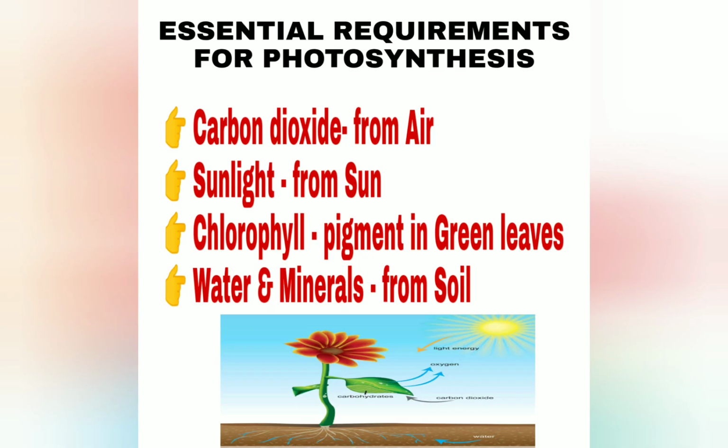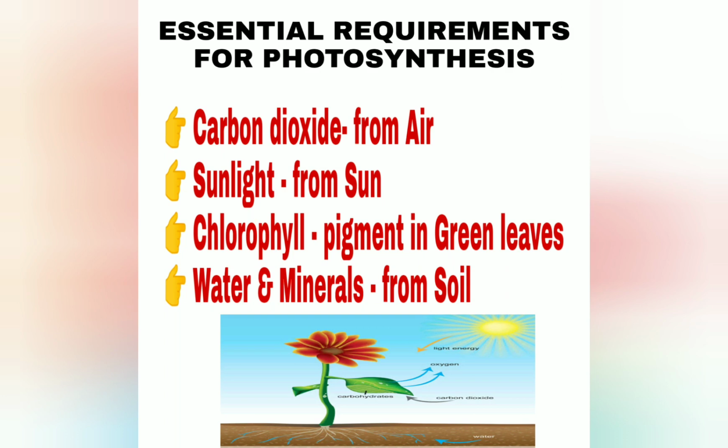Now we shall talk about the essential requirements without which photosynthesis cannot take place. These are: number 1, carbon dioxide, which comes from air and enters into leaves through stomata. These stomata are surrounded by guard cells which regulate their opening and closing. And the second one is sunlight, which comes from the sun.